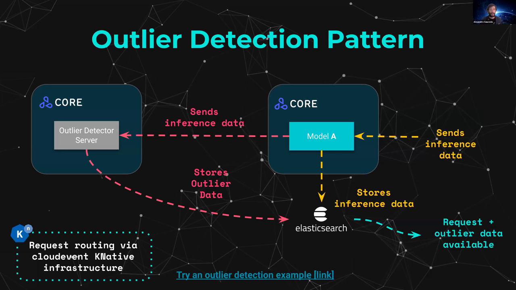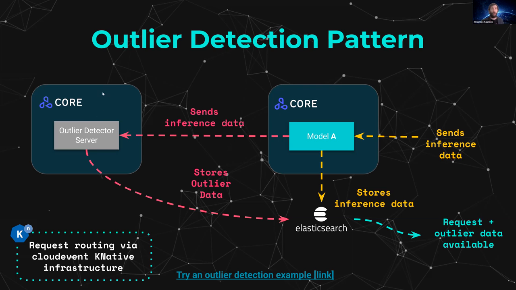From a pattern perspective, this is slightly different to what we've seen. We still have our deployed model that receives input data and returns an inference response. But for the outlier detector, what it can do is listen through this cloud events eventing infrastructure, which we're not going to cover in much detail. It can actually listen to the same inference data that goes through the model.